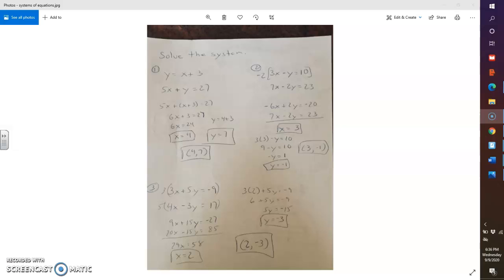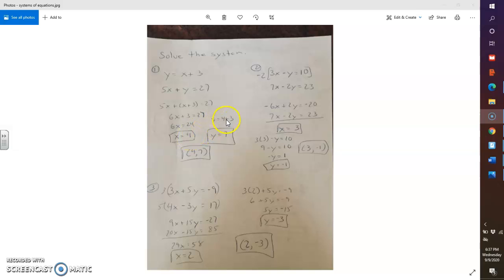So in the first system, it's probably the simplest one because the y is already by itself. y equals x plus 3. We can take that x plus 3 and plug it into our other y. And now I have a single variable equation. 5x plus x plus 3 equals 27. We combine our like terms. 5x and x is 6x plus 3 equals 27. And now it's basic algebra. We subtract 3, divide by 6, and our x equals 4.